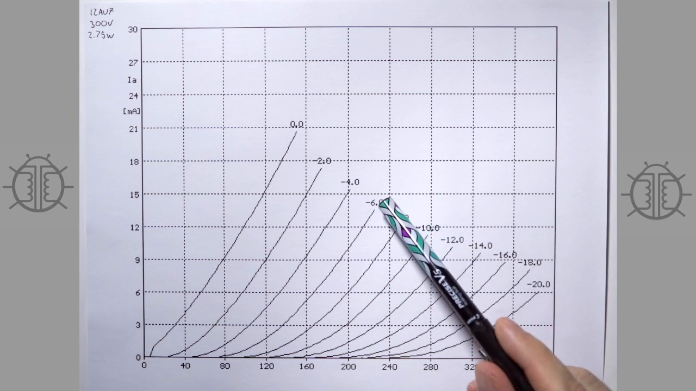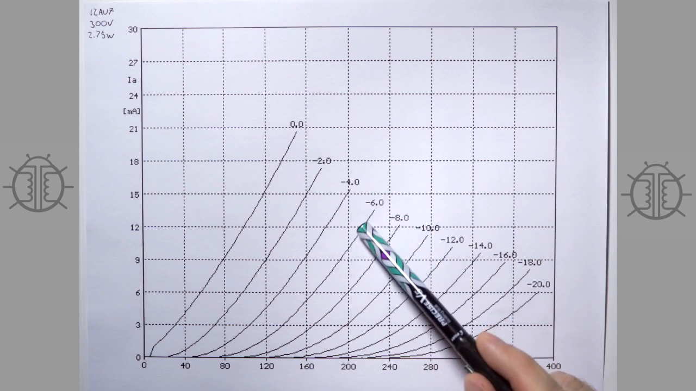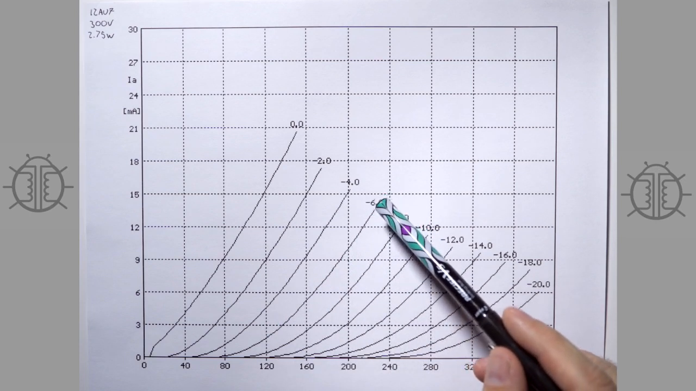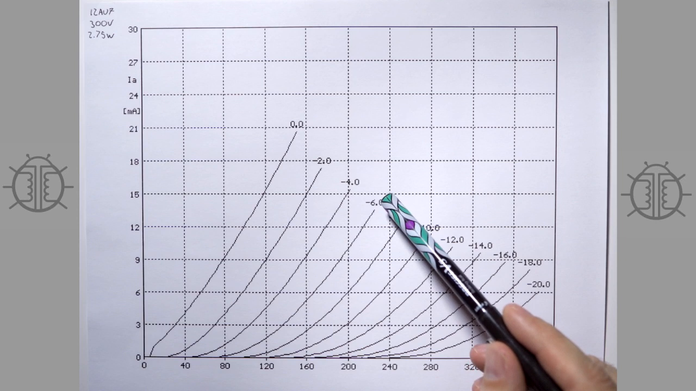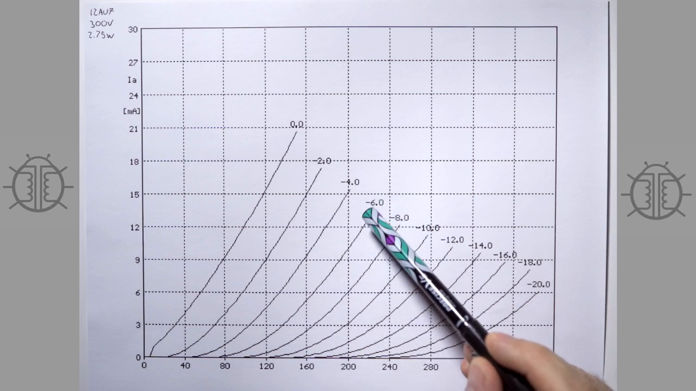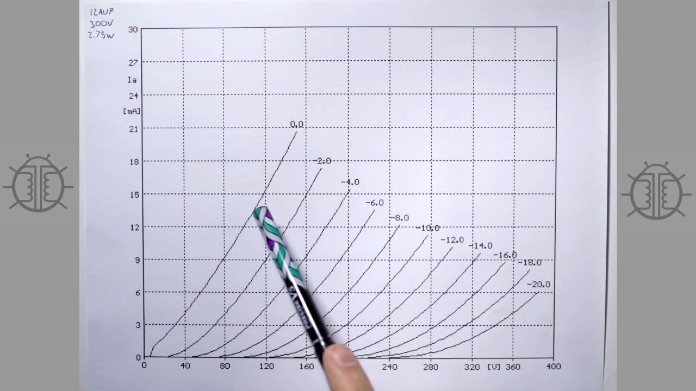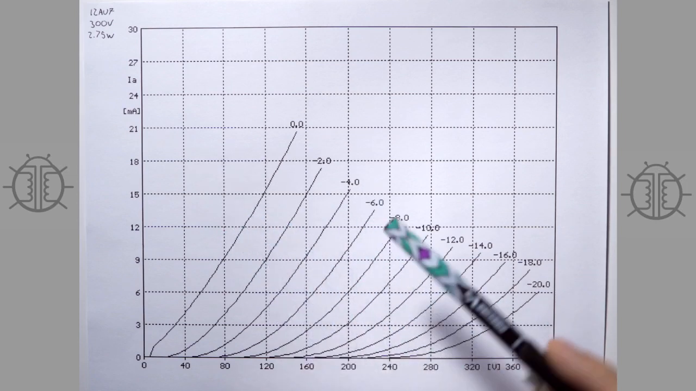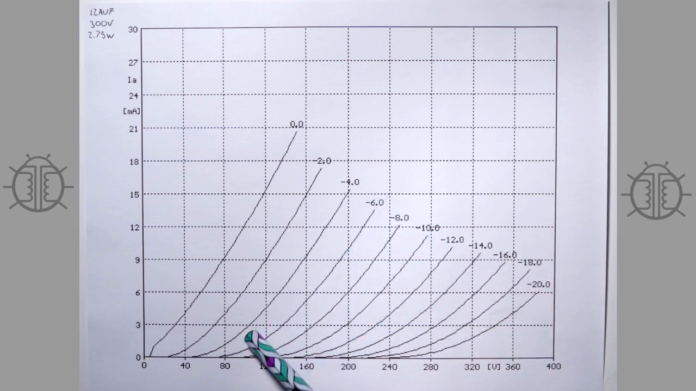And so what this is saying here is that if you're on this line, the difference in voltage between your grid and your cathode is -6 volts, which means that the grid is 6 volts lower in voltage than the cathode. And you can see it's got 0, 2, 4, 6, 8, 10 all the way up here. And so you can basically find any point that this tube can operate in right here.